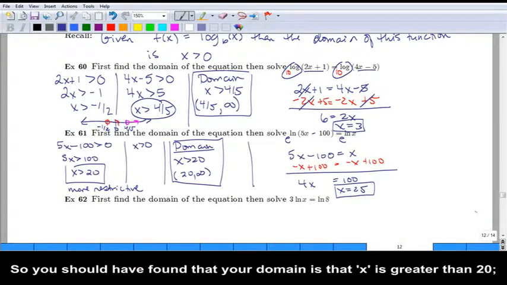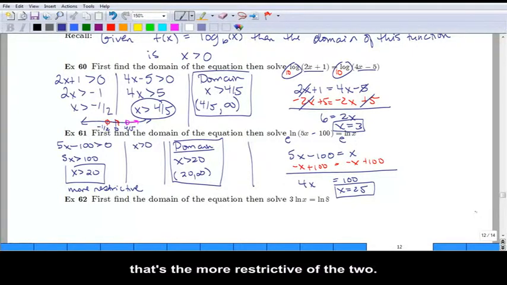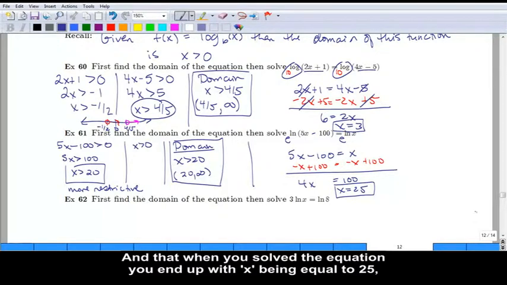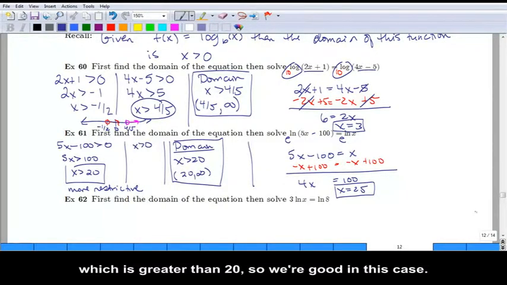So you should have found that your domain is that x is greater than 20. That's the more restrictive of the two, and when you solve the equation, you end up with x being equal to 25, which is greater than 20, so we're good in this case.